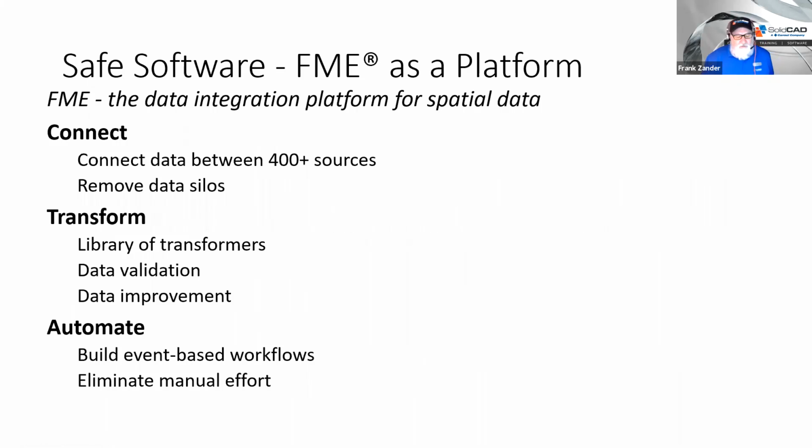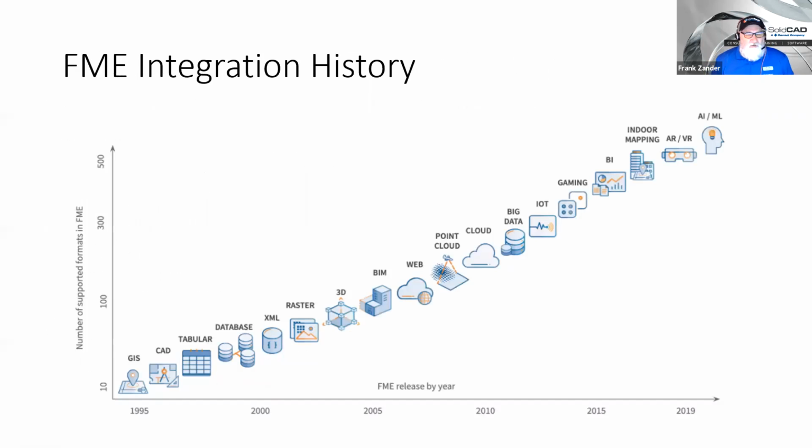Let's talk about the actual FME platform. Again, it's got the word spatial in here, but it's a data integration platform. We can connect to 400 data sources. We've got transformers. The big push here is towards zero coding, but I'm going to show you how to code in FME shortly. Take a quick look at the FME integration history, and you'll see that they've been around since 1995, and that they started working with web and connecting to the web between 2005 and 2010. So somewhere in about there, they started working with webs, but they can do point clouds, big data, gaming, indoor mapping, BI, Internet of Things, and AI and machine learning.